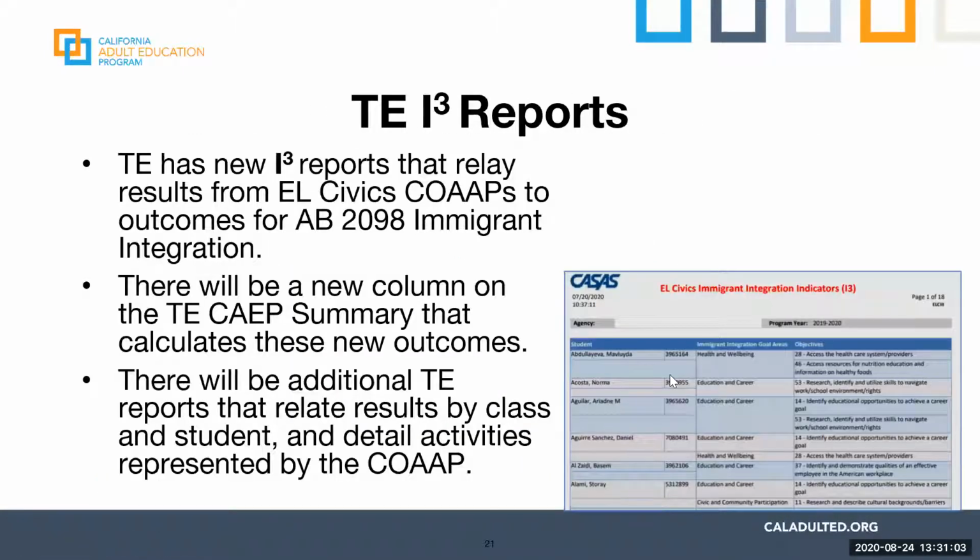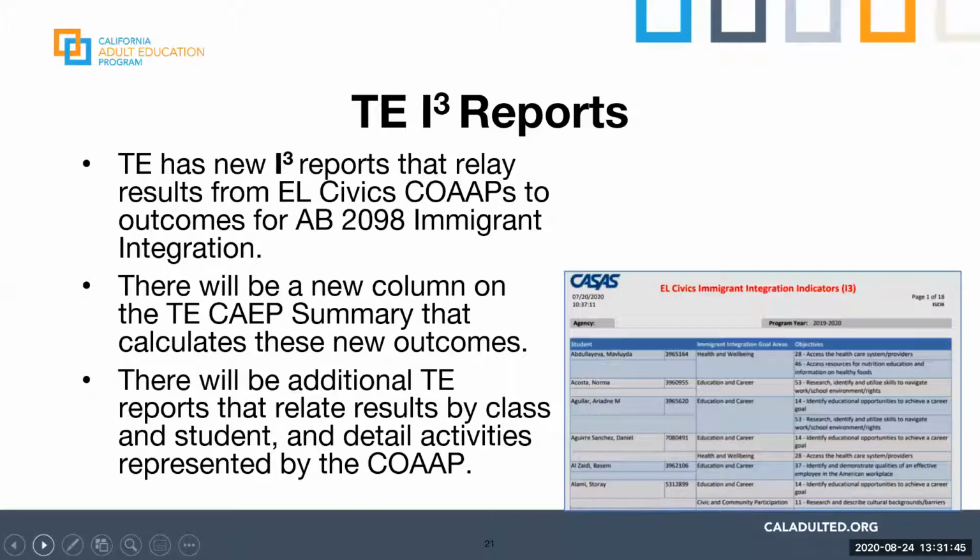And then last but not least, we have Immigrant Integration Indicator, or I3 reports. It's kind of been forgotten, but we had the AB 2098 a couple years ago that put forward the legislation to record data on immigrant integration. Again, it's been forgotten in a lot of ways because of all the obvious, but we now have some reports. There's a couple that are sort of like CASAS competency reports, only it gives you the statement of the EL Civics COAPs, and it relates information at the student agency and class level to EL Civics COAPs results to those immigrant integration indicator or I3 outcomes.